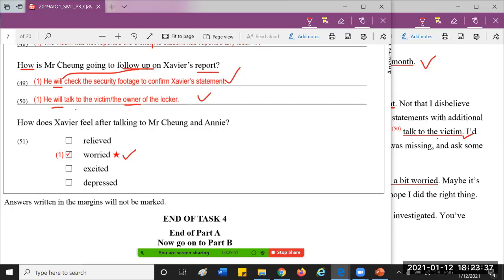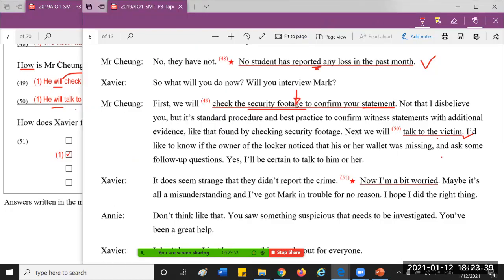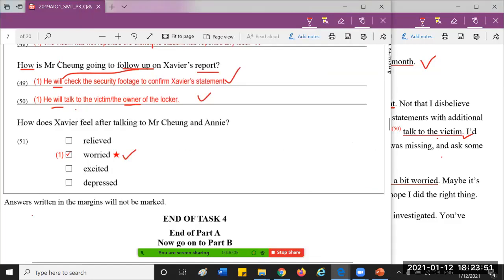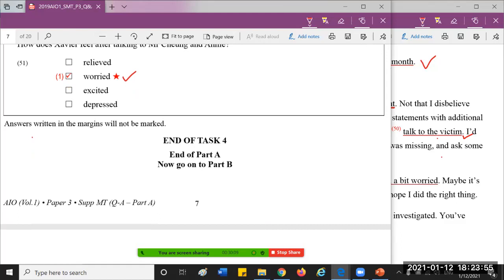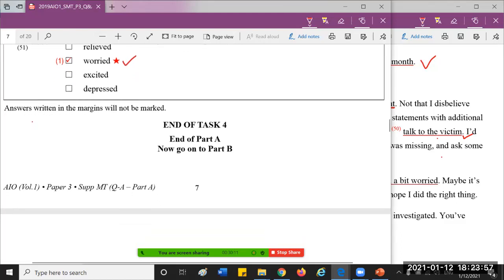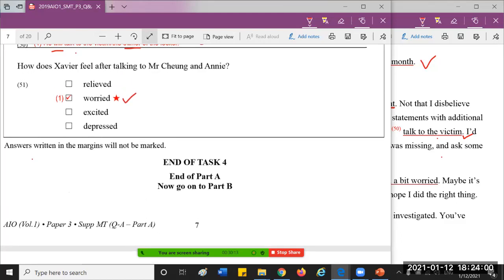I don't know why they think it's difficult. Let's have a look. It does seem strange that they didn't report the crime. Now I'm a bit worried. Oh my God, why is it difficult? Why is this difficult? I don't understand. Is this difficult? What does the star mean? I forgot what the star means. Anyways, it should be worried. Yeah. Do you know what relieved is?